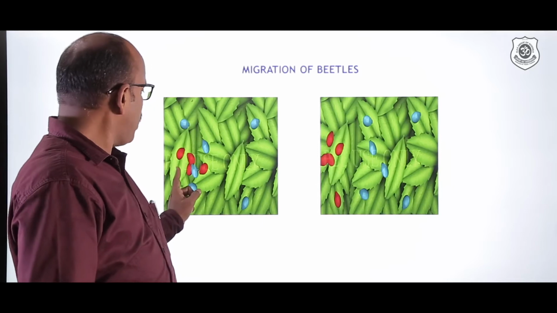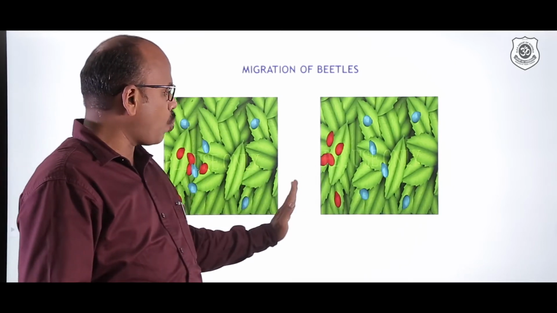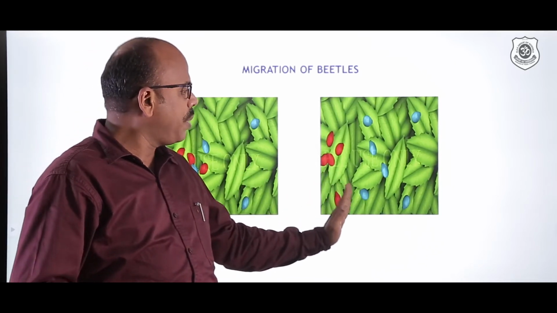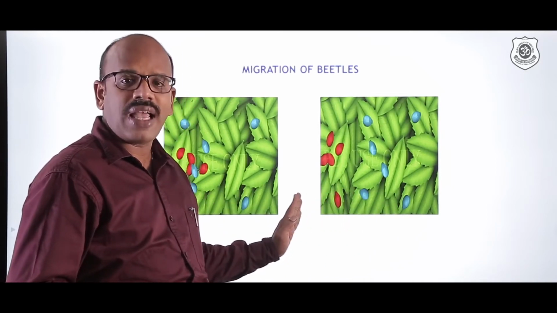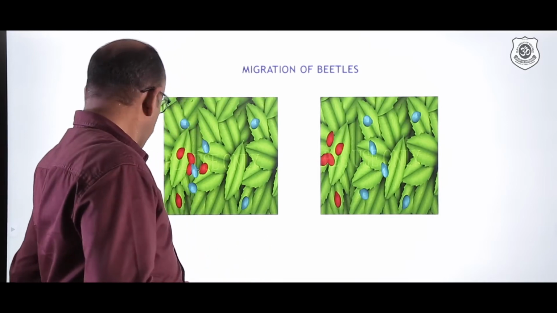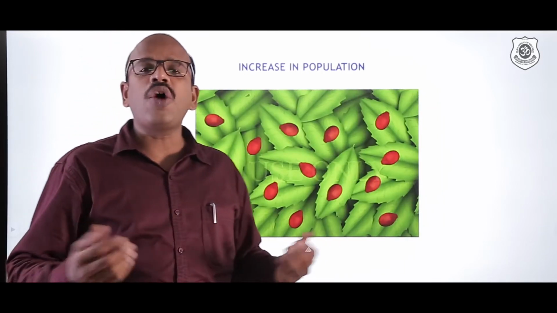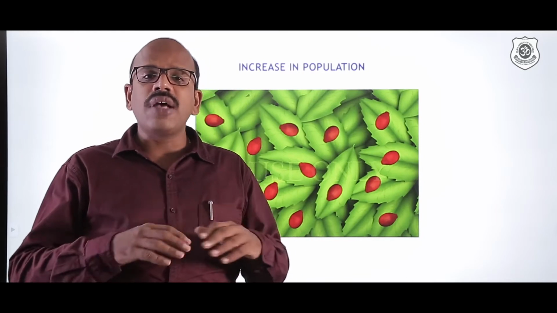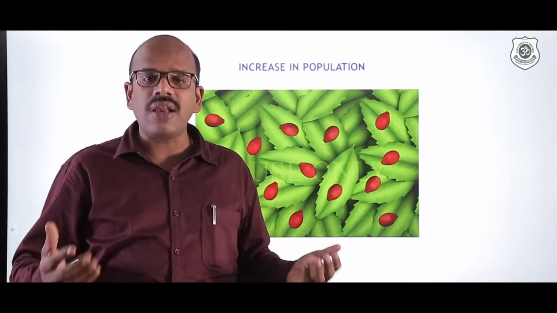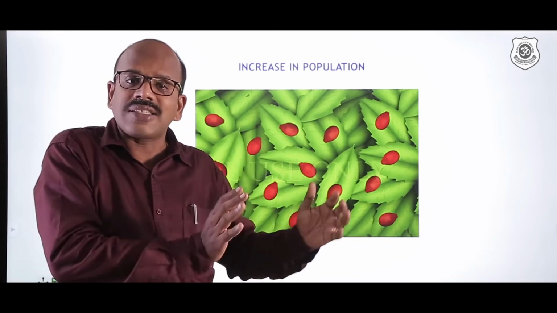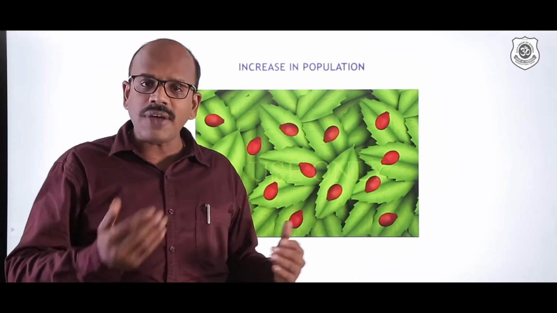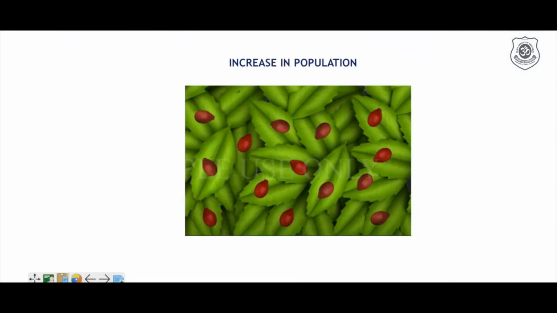This is a random movement and slowly they start moving towards one side, and so all the blue beetles get aggregated towards one side and the red beetles get aggregated on the other side. Then later what happens? These red beetles increase in their number. That is, the population size of the red beetle on its side increases. Simultaneously, the blue population on its side also gradually increases.